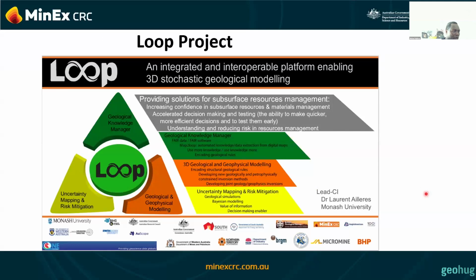So, the overview of the Loop project. The Loop project consists of building an integrated 3D geological and geophysical modeling. By the way, Loop is now a foundation. It comprises three main pillars. You can see green, reddish, and yellowish there. One is the geological knowledge manager.